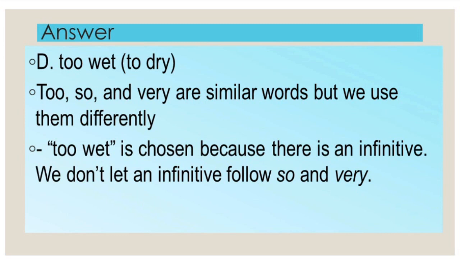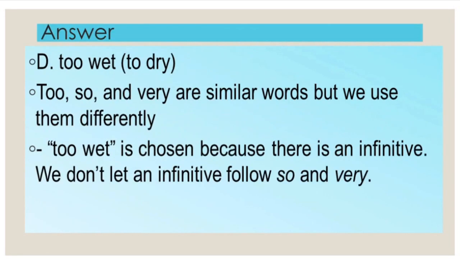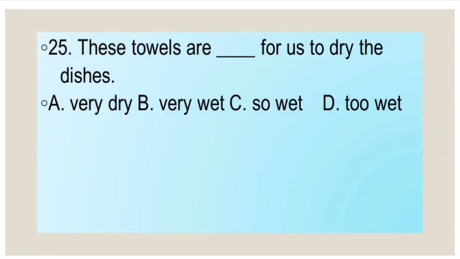If we look at the sentence, we see an infinitive. What is the infinitive? The infinitive is to dry. So to dry is our reason why we are going to choose option D, too wet.